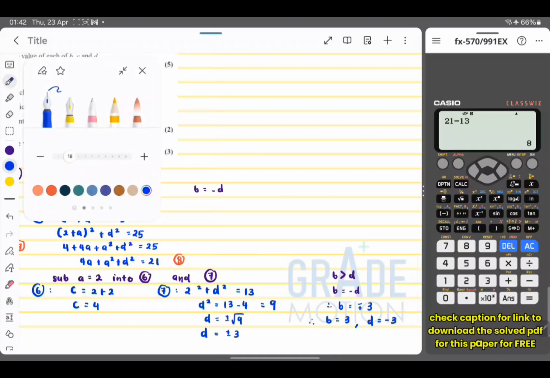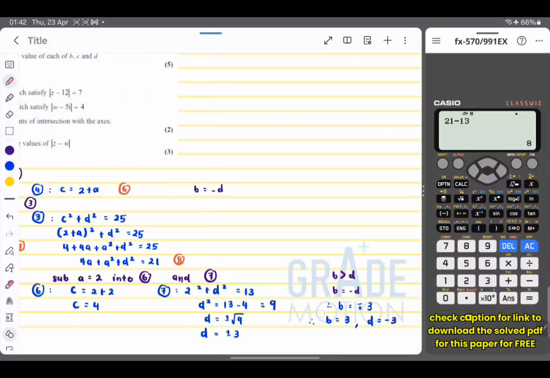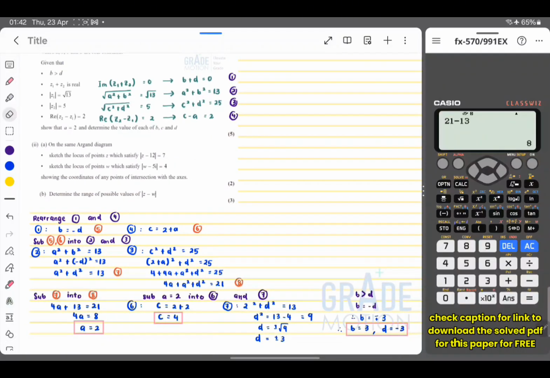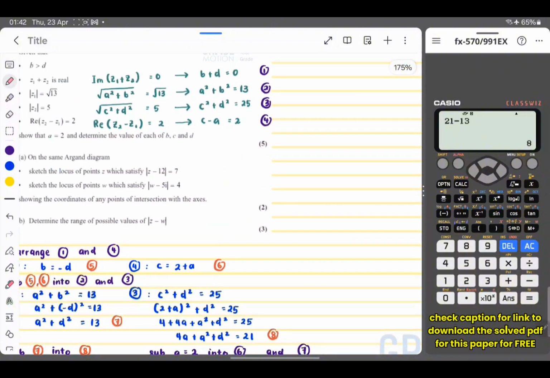So, these are all the final answers. These are the final answers for B and D. And this is the final answer for C, and this is the final answer for A. Let's take a look at part 2. Okay, what is part 2?